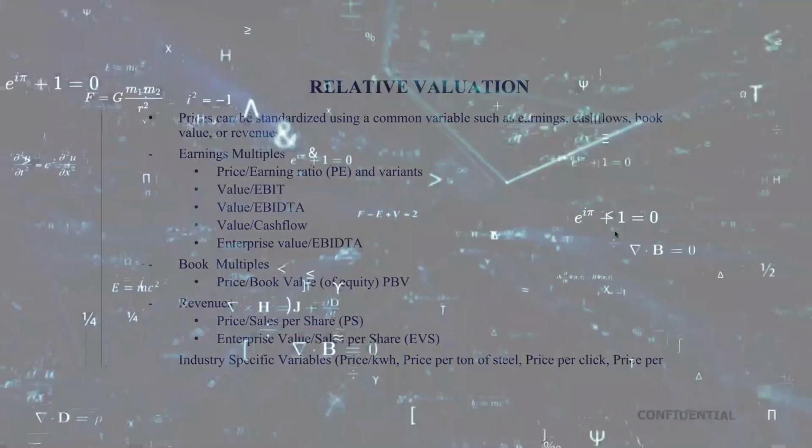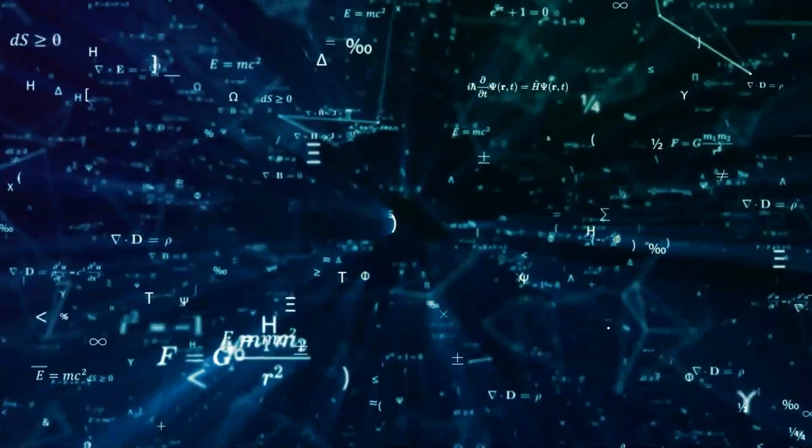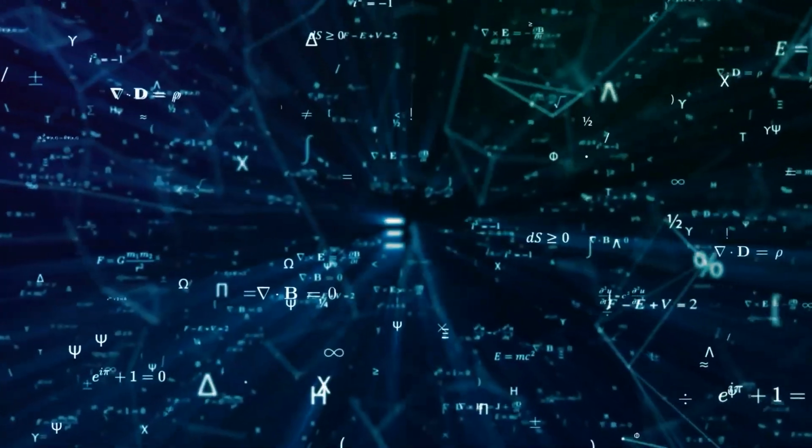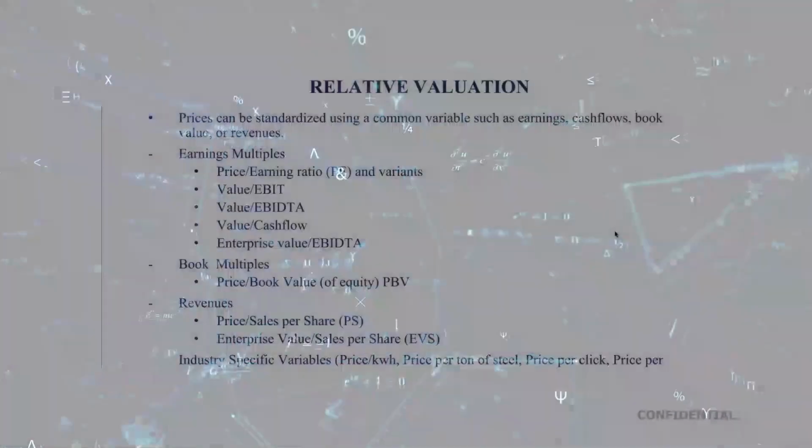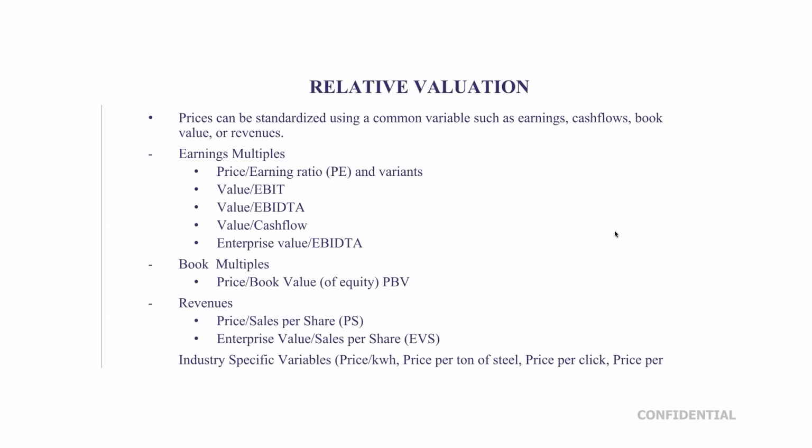There are various standardized formulas which you can use to do the valuation using the relative valuation method. Here your numerator will be the standardized prices, and the denominator will be earnings, cash flow, book values, revenue. So for example, price to earning ratio, enterprise value to EBITDA ratio, market value to EBITDA ratio, or price to book value, right? Or price to sales, or enterprise value to sales. Or there can be industry specific variables like price per kilowatt hour, price per ton of steel, price per click, price per labor hour.